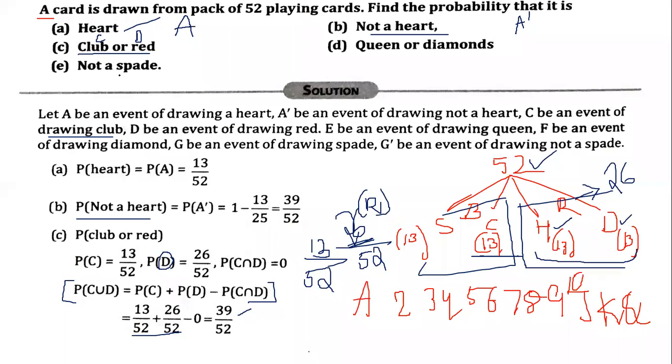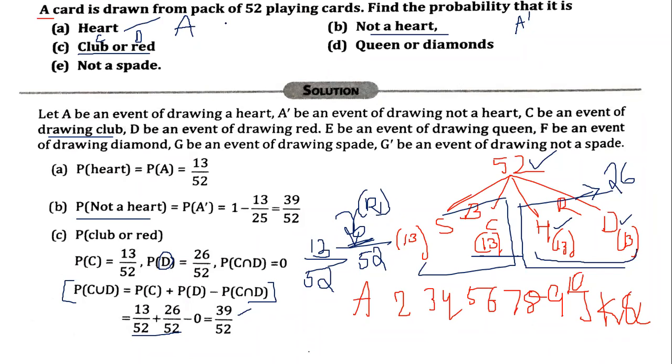Now, next question. Again, read the question. Every time I read the question because each question that is given is separately solved. There's no connection between one and the other. It's separately solved. That is why.